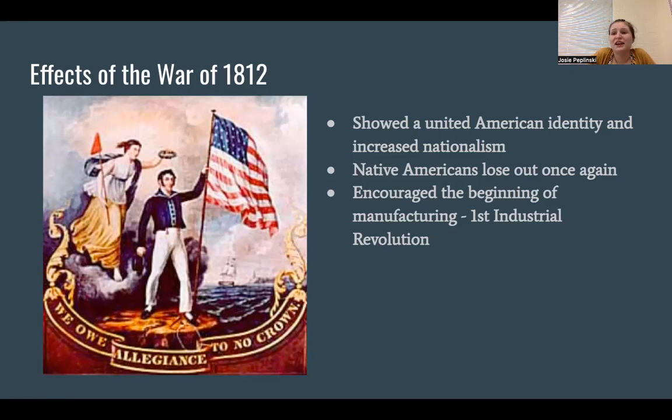Another effect of the war is that Native American people are losing out once again, losing more and more land to the settlers who continue to move west. And they sided with the British, and the British lost.